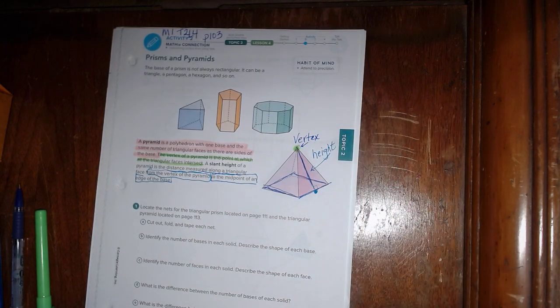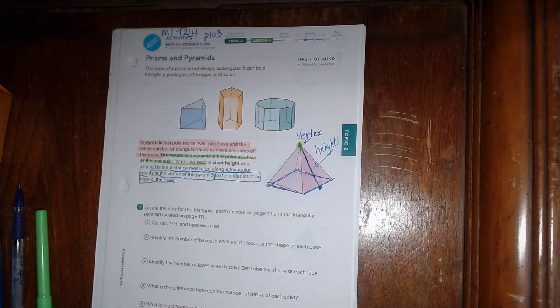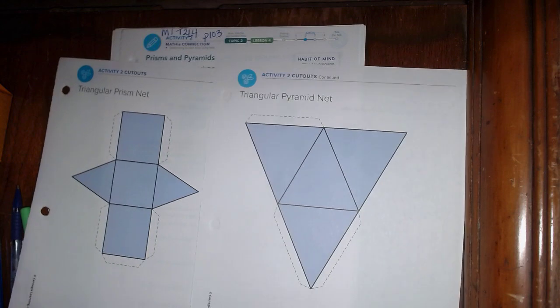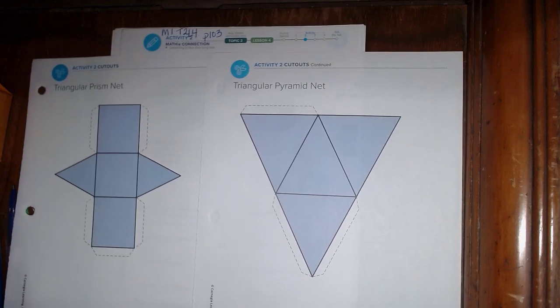All right, moving on. Number 1 says, locate the nets for the triangular prism located on page 111 and the triangular pyramid located on page 113. So I have those here and here. Triangular prism and triangular pyramid net.